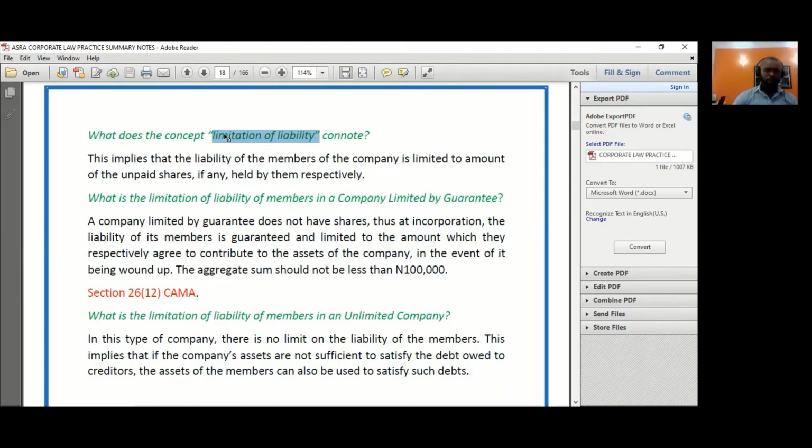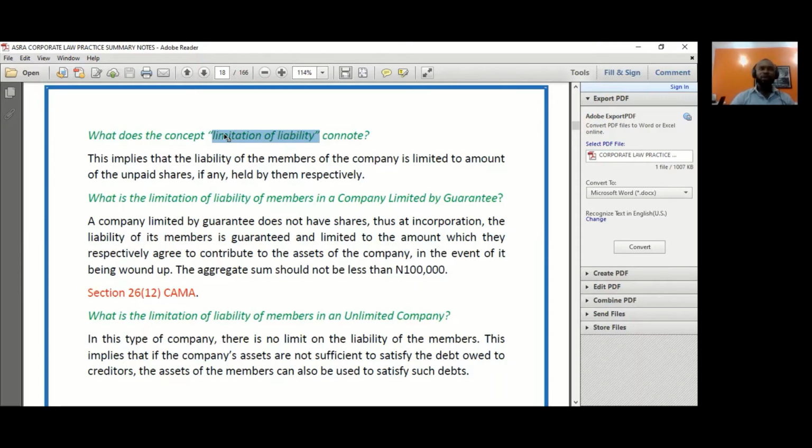Now, first things first, it's important to understand that one of the primary reasons why people incorporate, why they form companies for the purpose of conducting business, is to take advantage of the benefits of incorporation, which include the limitation of liability. Now, you know that we have private companies limited by shares. We have public companies also limited by shares. We have private companies limited by guarantee, and we have unlimited liability companies. Now, what does each of these concepts connote?